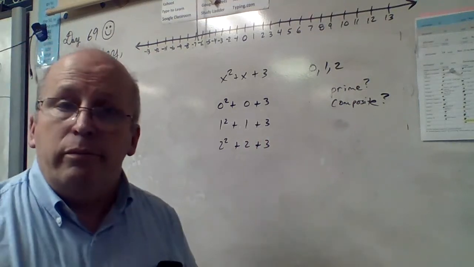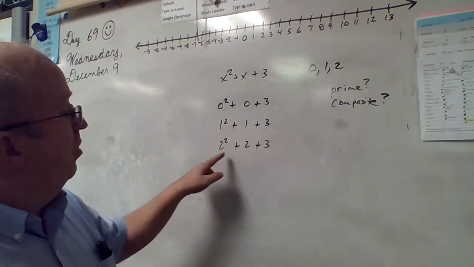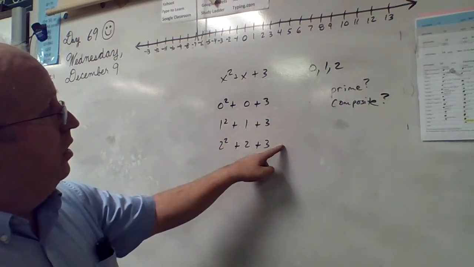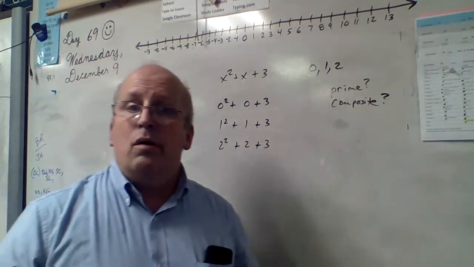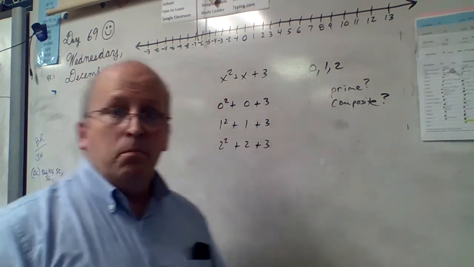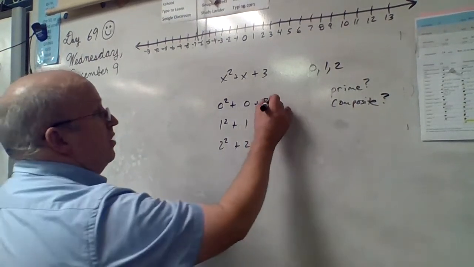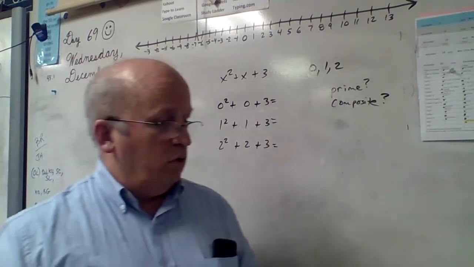Here's what you got to do. You got to solve each one of these expressions. Figure out what the answer is, write the answer down, and decide whether each of those answers is prime or composite. Make sense? Hopefully it does. That's what you're doing for number 1. I'm not going to do it for you.